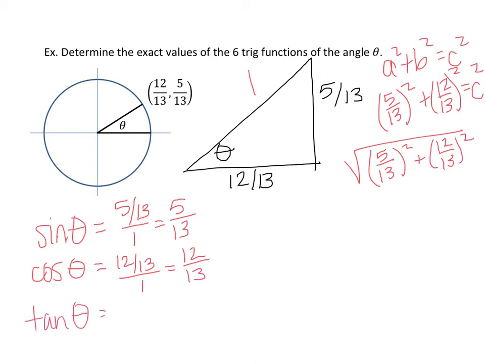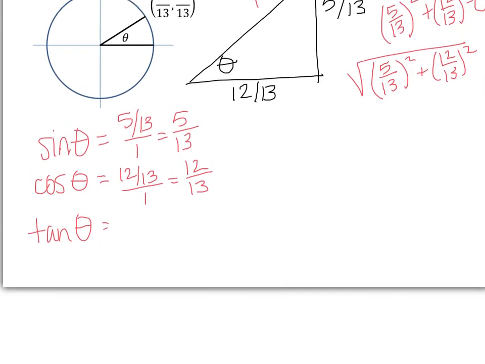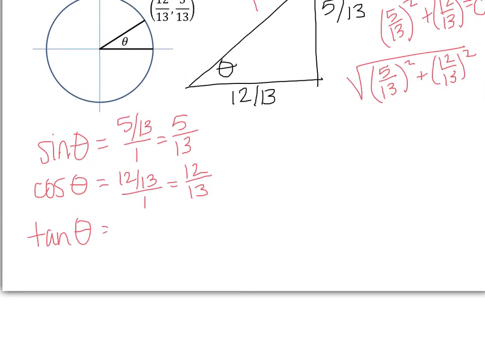And then tangent theta, opposite over adjacent. Let me move the page up a little bit. Opposite over adjacent. So I'm going to have 5/13 over 12/13. You remember how to divide fractions? The top one stays. We multiply by the reciprocal of the denominator. In this case, my 13s do fall out, and so I'm left with 5/12.